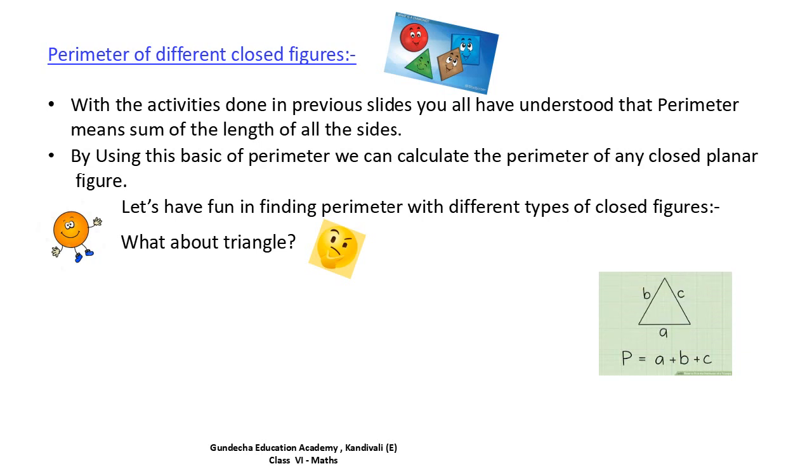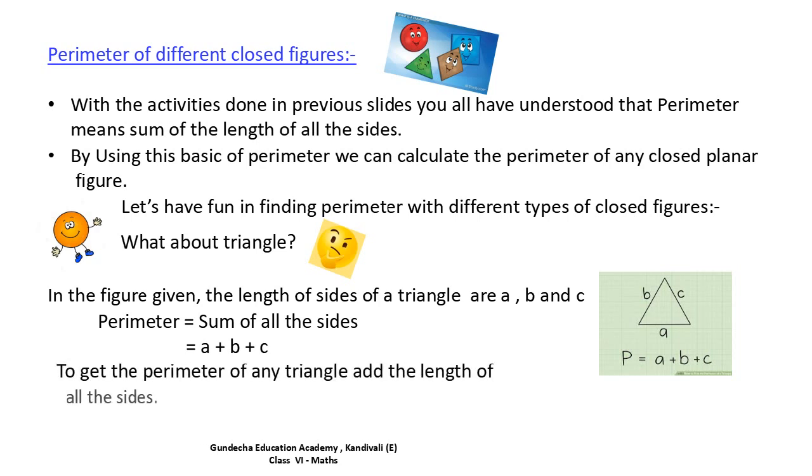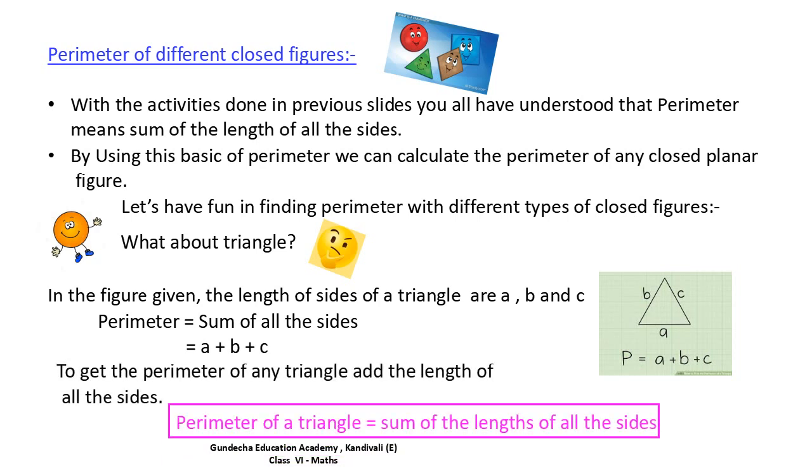In this slide, a figure of a triangle is given, that all the three sides of the triangle are given as A, B and C. To find the perimeter of this triangle, we will add all the three sides, that is equal to A plus B plus C. So this is the basic to find the perimeter, that is the sum of the length of all the sides.